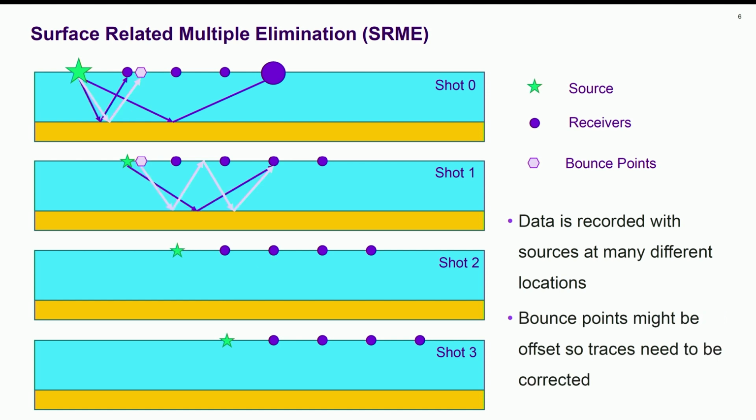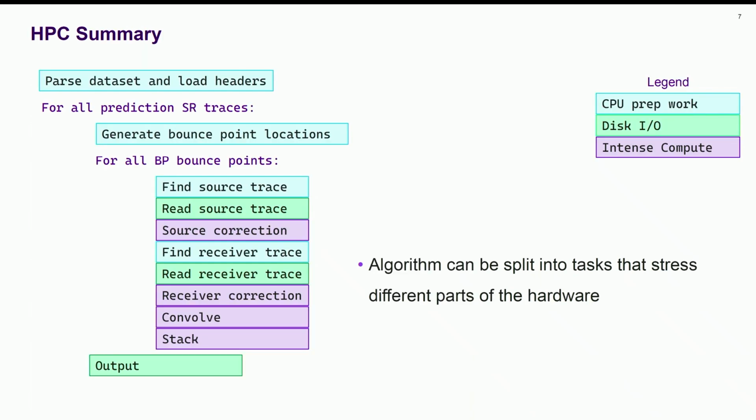Now, we don't always have a perfect synthetic, so the multiples and the bounce points that you're looking for might actually be offset from the true data that you have. Therefore, we need to apply some sort of correction, and then we can stack over all the different possible locations that we have these bounce points, and that gives us our final estimate.